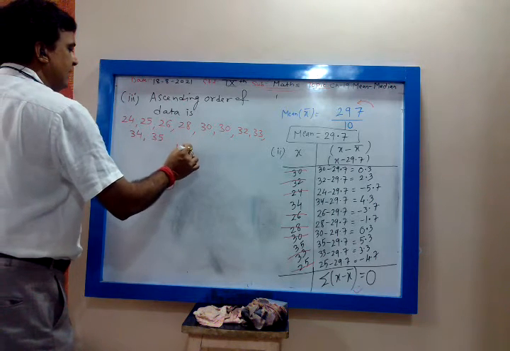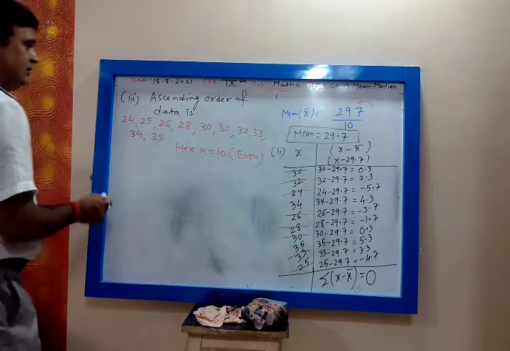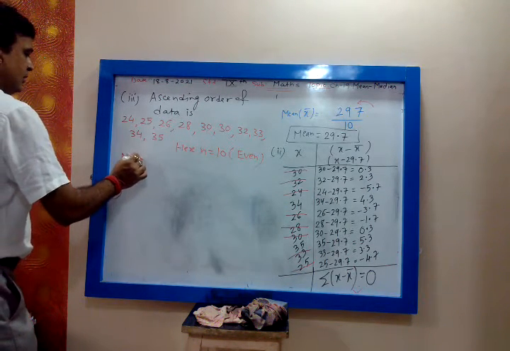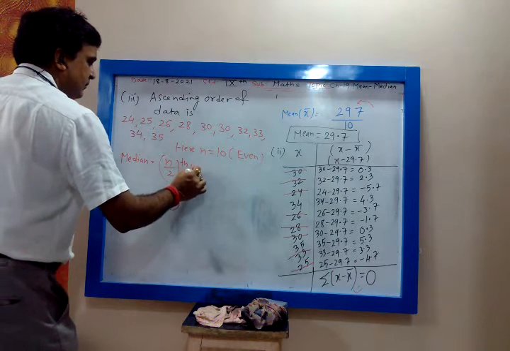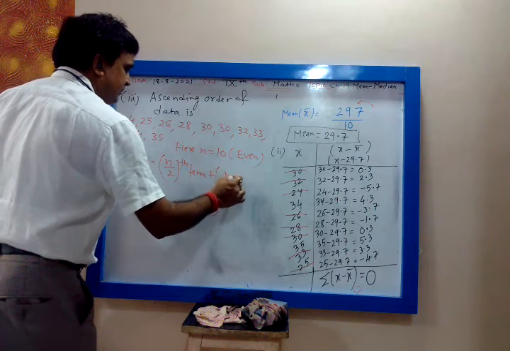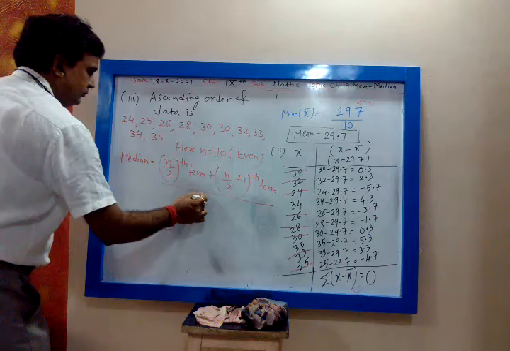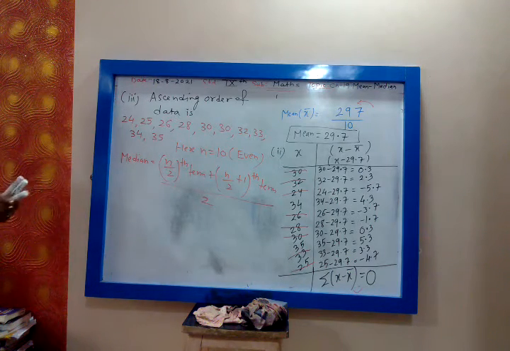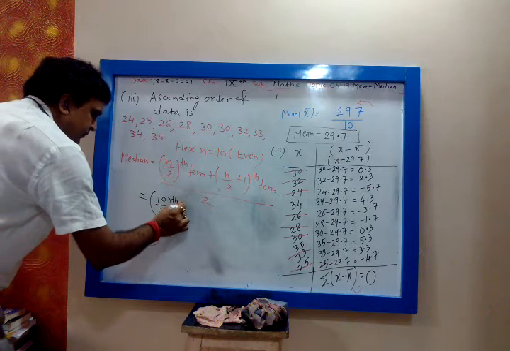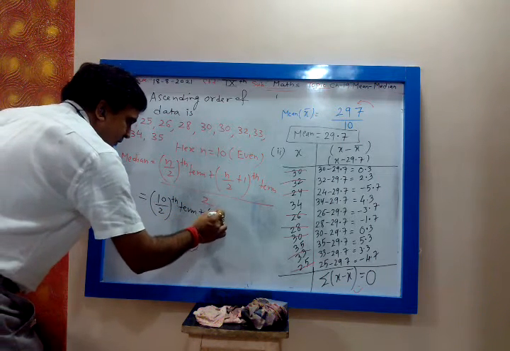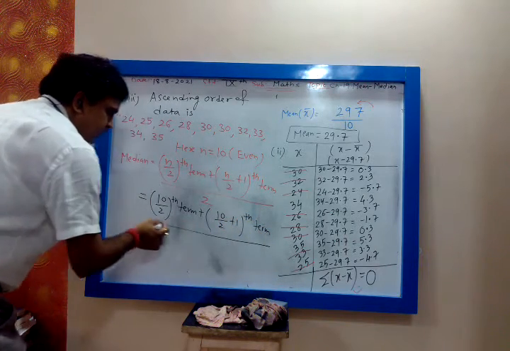Here n is 10. 10 is an even number, so the median formula will be different. The median will be the n by 2th term plus the n by 2 plus 1th term, whole divided by 2. So n is 10: the 10 by 2th term plus the 10 by 2 plus 1th term, whole divided by 2.